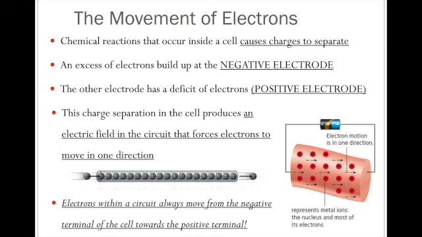Now, how do electrons move? Remember that we cause charges to separate. Excess electrons build up at the negative electrode. The other has a deficit, which is called the positive. And then there's a charge separation, which basically creates an electric field, which pushes electrons to move in a single direction, right? Difficult stuff. But for our purposes in grade 9, we're going to say that electrons in the circuit go from the negative terminal of the cell or battery to the positive terminal, right?